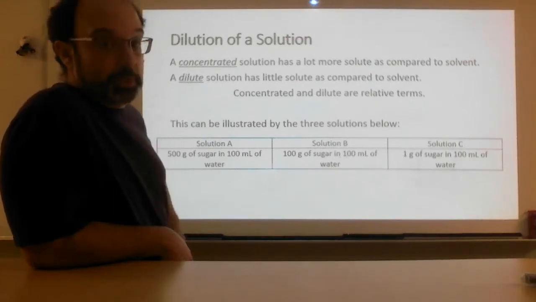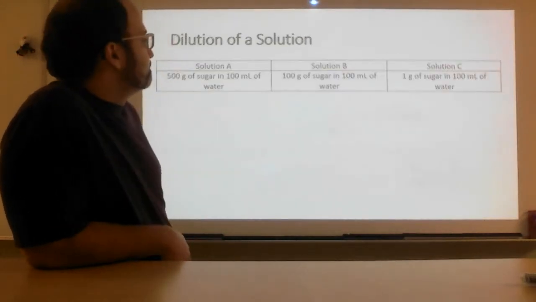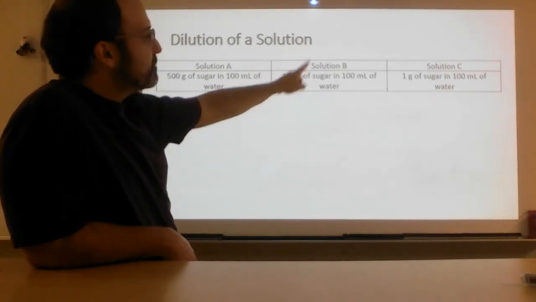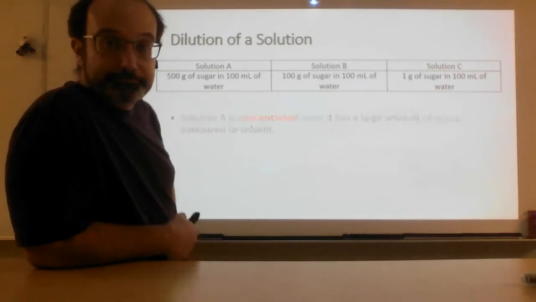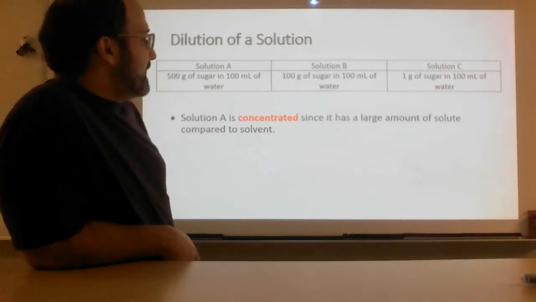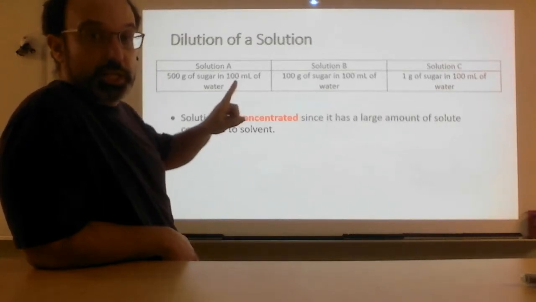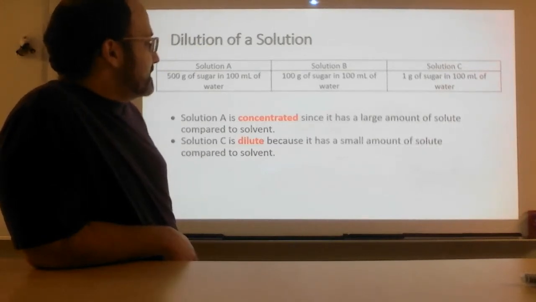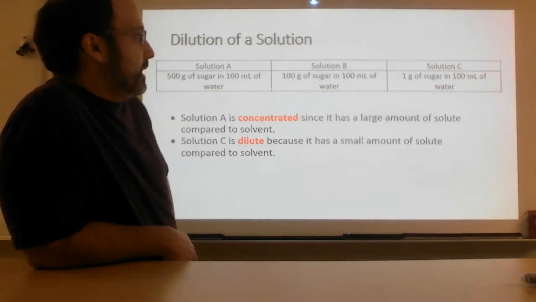For example, I've got three solutions, A, B, and C here. 500 grams of sugar in 100 mL of water, 100 grams of sugar in 100 mL of water, 1 gram of sugar in 1 mL of water. Solution A is concentrated, since it has the largest amount of solute compared to solvent. I think we can all agree on that. This is the one that all the kids want to drink. Solution C is dilute, because it has a small amount of solute compared to solvent. It's only got 1 gram.